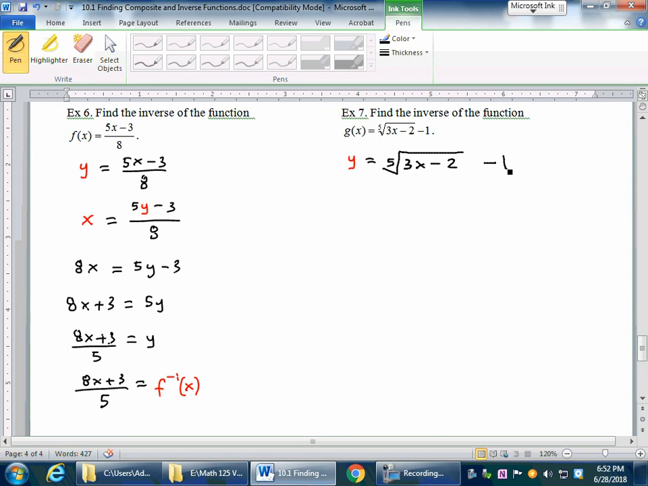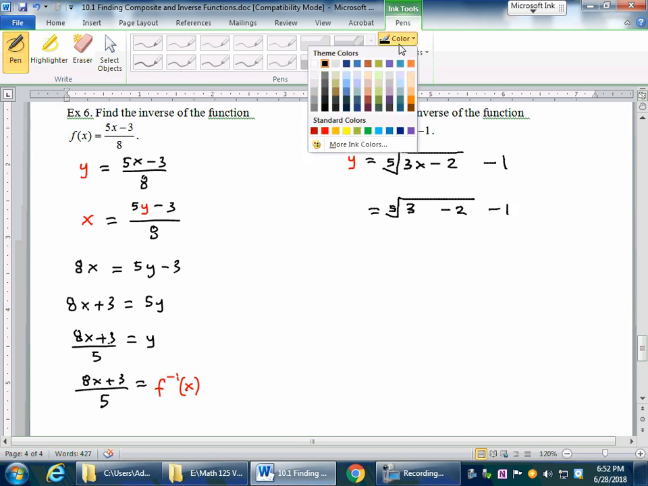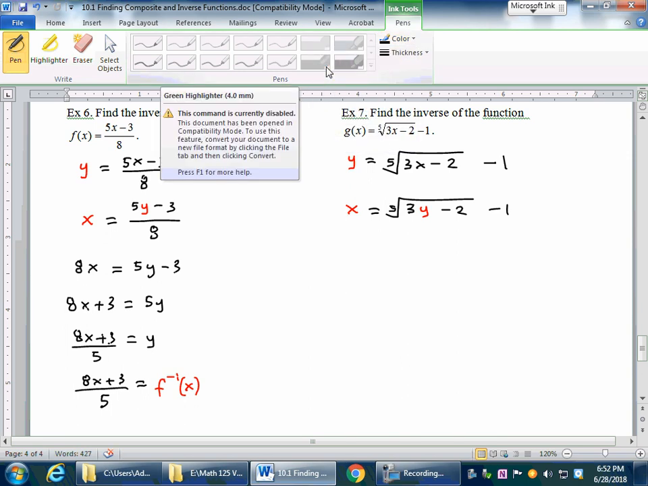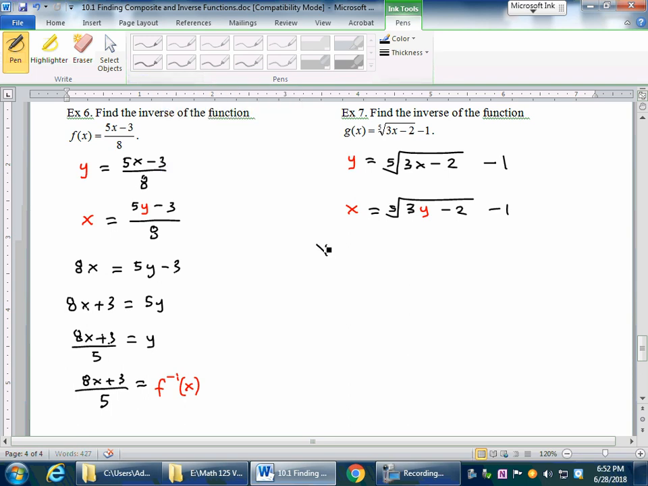And the next step is interchanging the variable x and the variable y. So the variable y becomes x and the variable x becomes y. Now we're going to solve for y. So what we are solving is a radical equation. When we solve radical equations, we need to isolate one radical term by itself on one side. So therefore, I need to add 1 to both sides first.